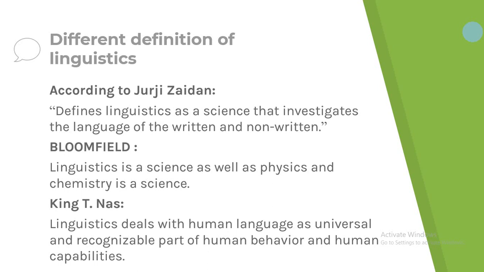According to King T. Ness, linguistics deals with human language as a universal and recognizable part of human behavior and human capabilities. This means there are two things included here: human behavior and human capabilities, according to King T. Ness.